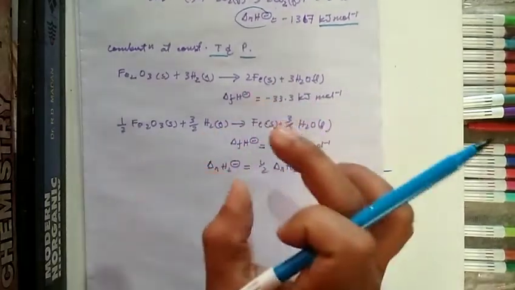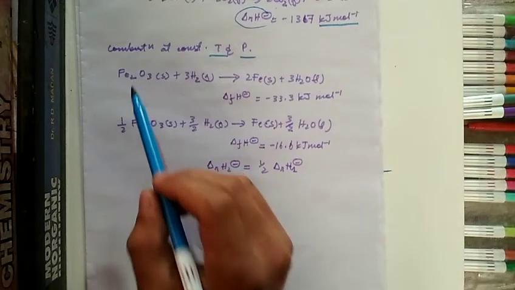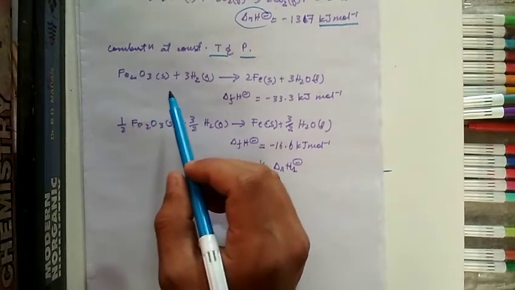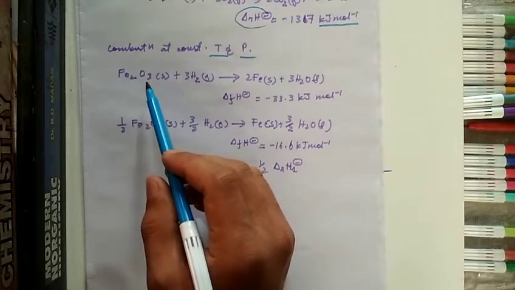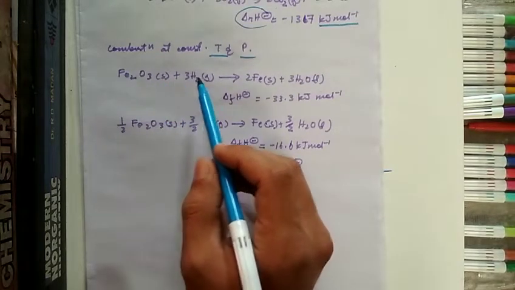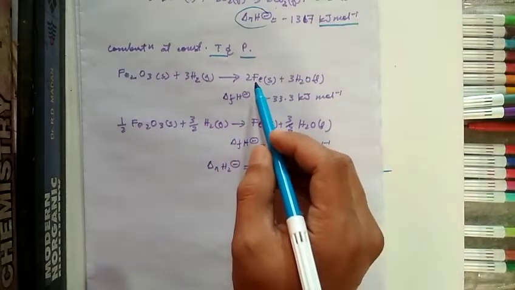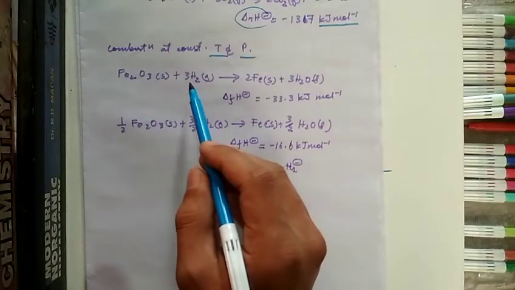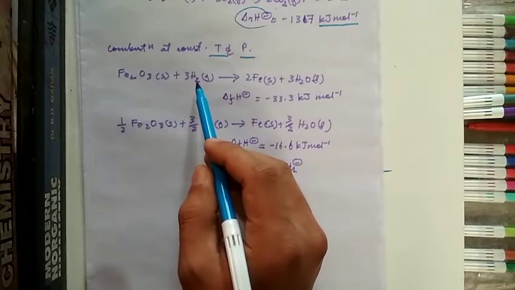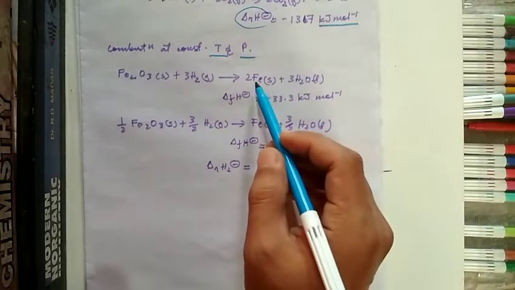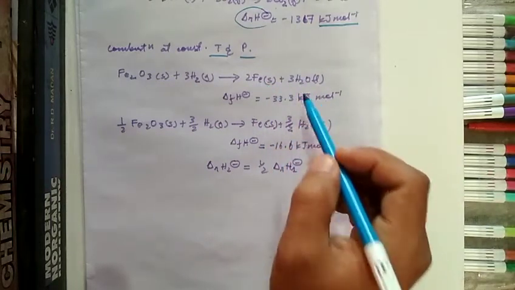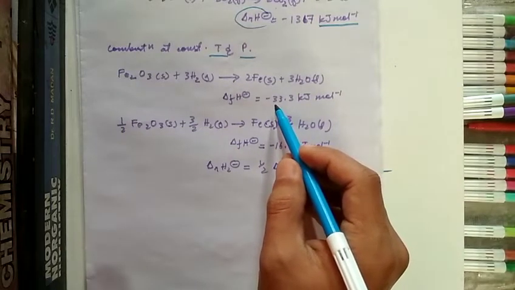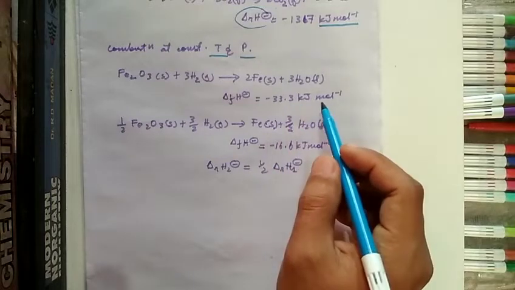Now let's take two examples. First this one: Fe2O3, iron oxide or ferric oxide, plus H2 to give iron and water. So 1 mole of iron oxide reacts with 3 moles of dihydrogen to give 2 moles of iron and 3 moles of water. In this case it is an exothermic process.